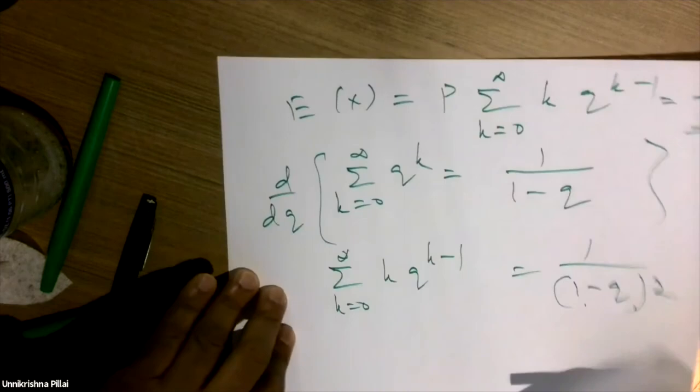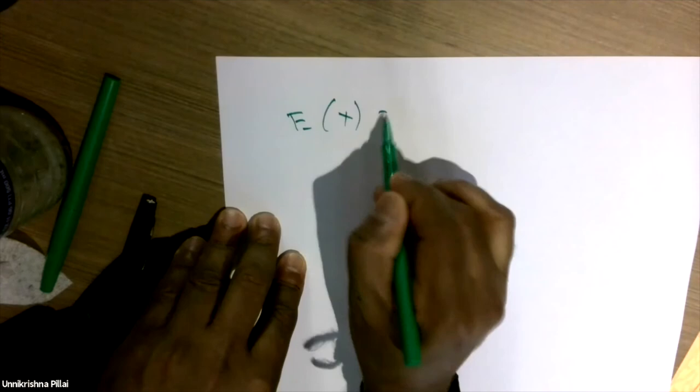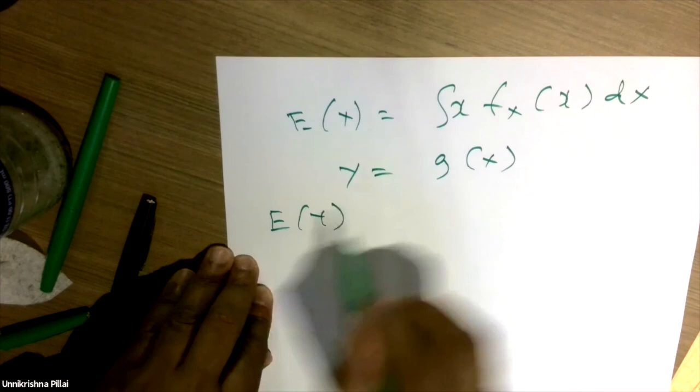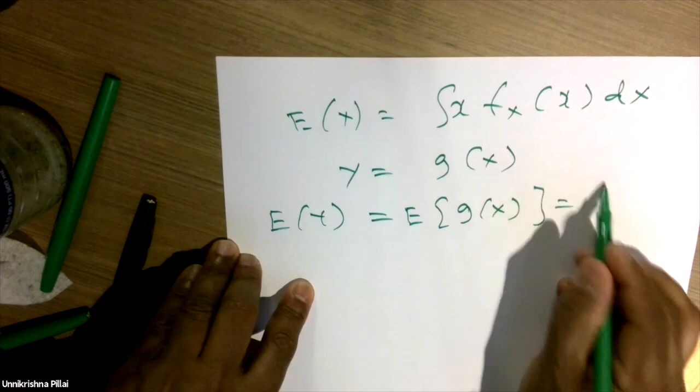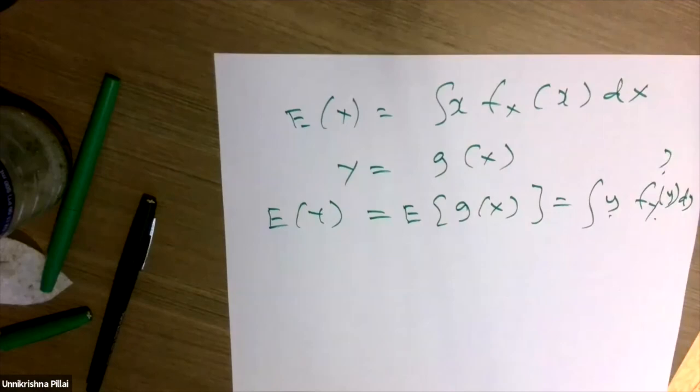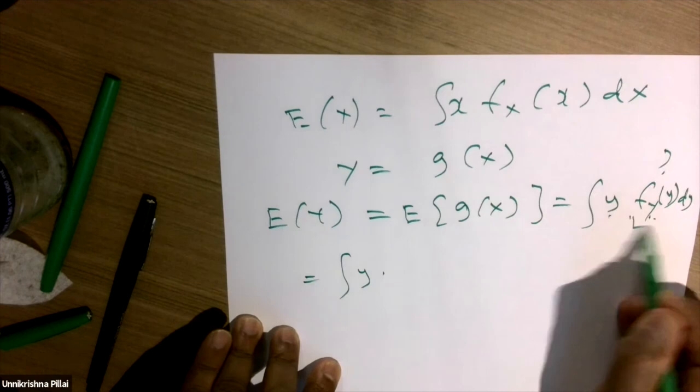All right, so expected value of X is integral x fX(x) dx. Let's say Y is g(X). So the question is, what is the expected value of Y? We can write it as expected value of g(X). But Y is g(X), so this is y multiplied by fY(y) dy. If you use this formula, the problem is you have to find the density function of Y. But we can rewrite the density function of Y in terms of X. We just learned it before, right?